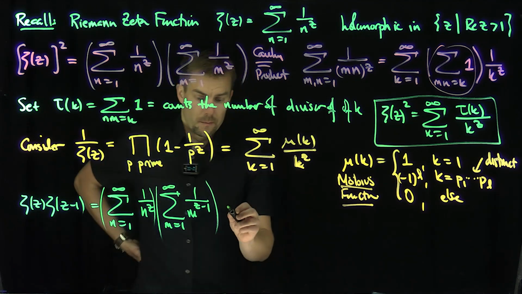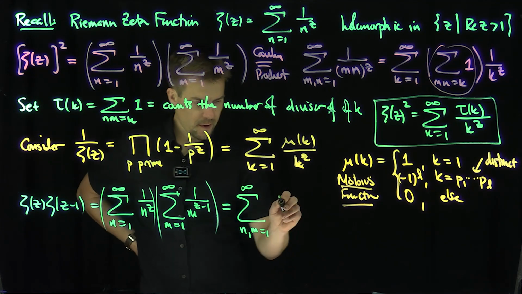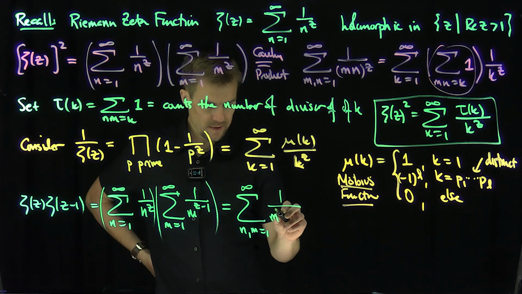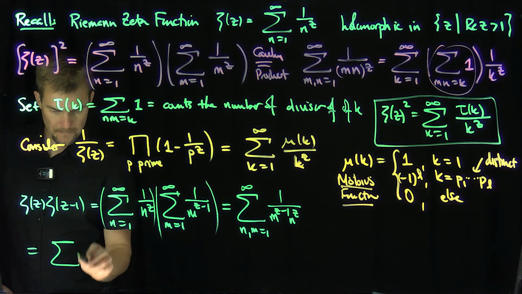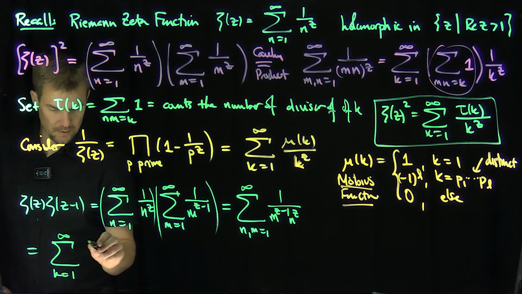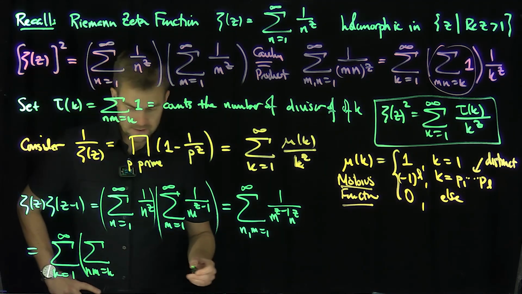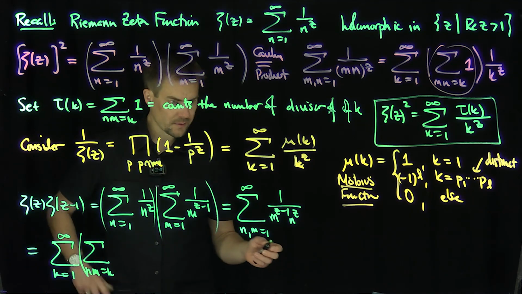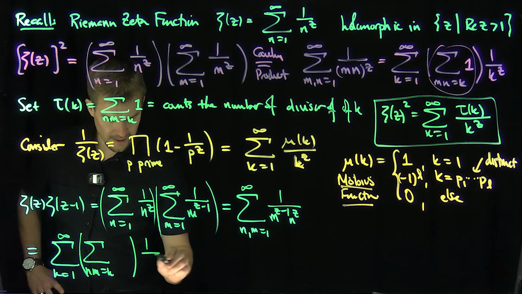Okay. Now multiply these out. This is going to be the sum, n and m going from 1 to infinity, of 1 over m to the z minus 1, n to the z. And then we're going to do the same thing we did above. So by above, this is going to be equal to the sum, k goes from 1 to infinity, of the sum over n times m equal to k of, I need to have a factor of k, so we're going to pull out a k to the z, 1 over k to the z.